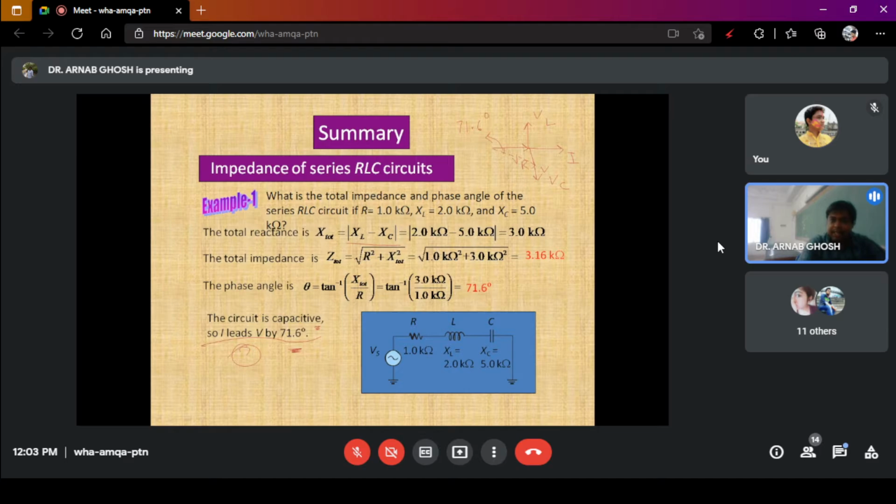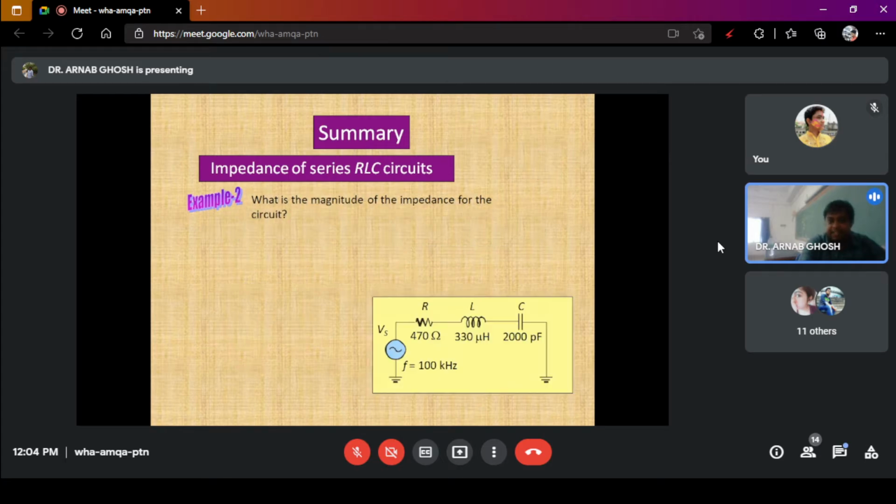So this is the example of an impedance of a series RLC circuit. Here it was given as XL and XC. For the next problem, problem number 2, you see L and C are given as values. So what do you have to do?